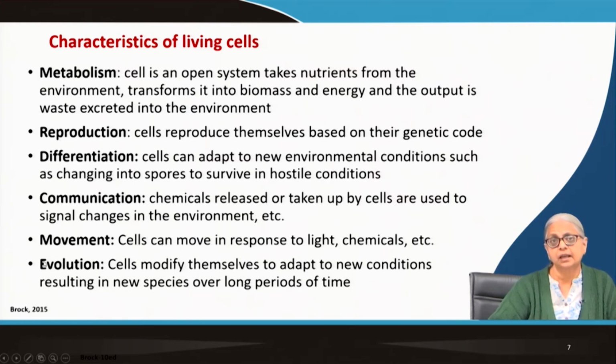And then finally we come to evolution. Are these cells capable of evolving and adapting? One of the things that we've already seen is adaptation to new environmental conditions. Now, if the change in environmental conditions is permanent, then these cells will modify themselves for those new conditions, and perhaps a new species will result from those conditions. So these cells are capable of modifying themselves, adapting themselves to new conditions, and that will result in new species over a long period of time.